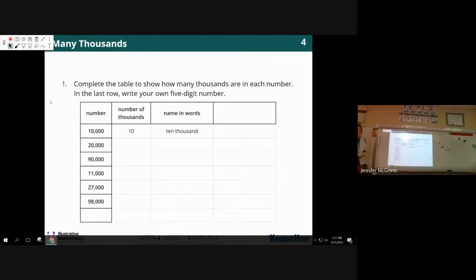Okay. So turn your papers on the back. Those of you working in your classwork, this might be kind of tricky, but just do your best, okay? Do your best with this chart the best you can. Complete the table to show how many thousands are in each number. Read the directions for the table silently right now.